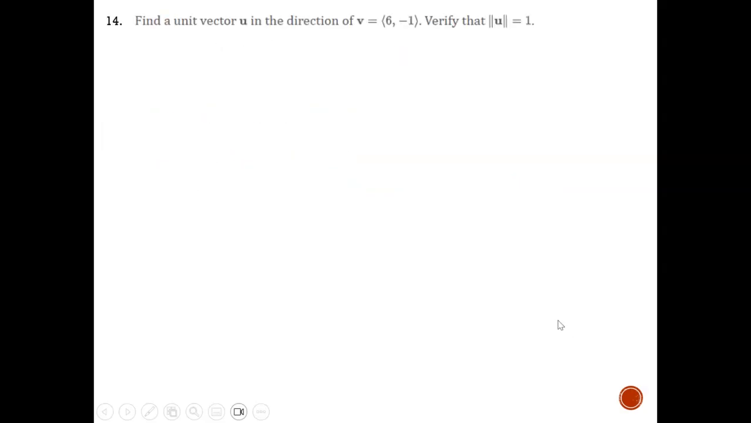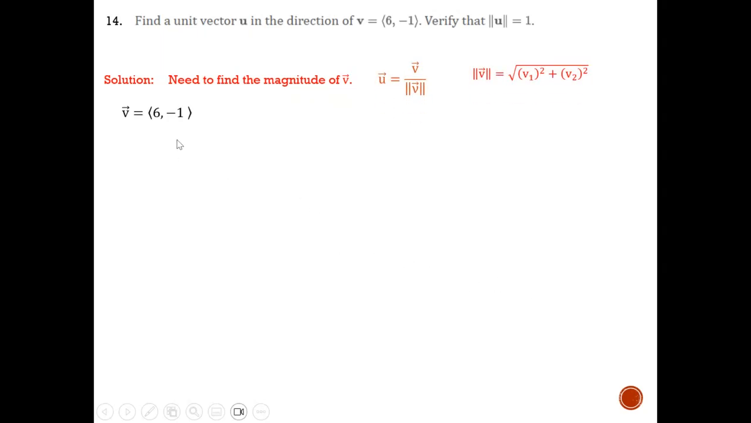Now, guys, let's do another one of those. We need to find the magnitude of vector v. Vector v is component 6, comma component negative 1. So the magnitude will be the square root of 6 squared plus negative 1 squared, which gives us the square root of 37.